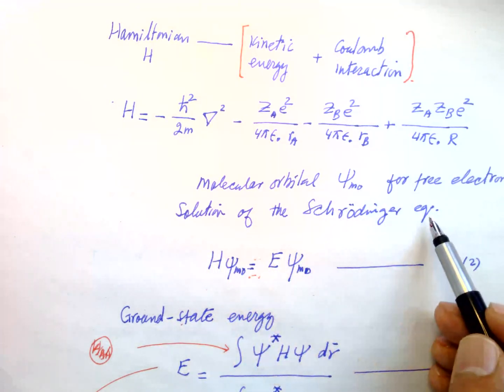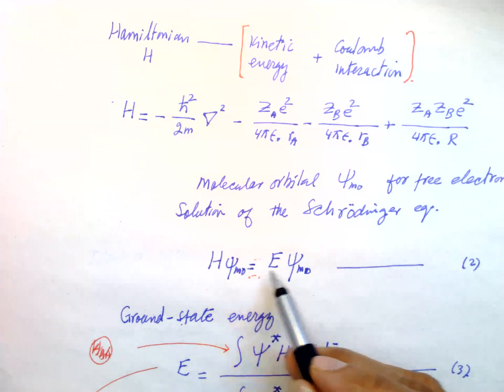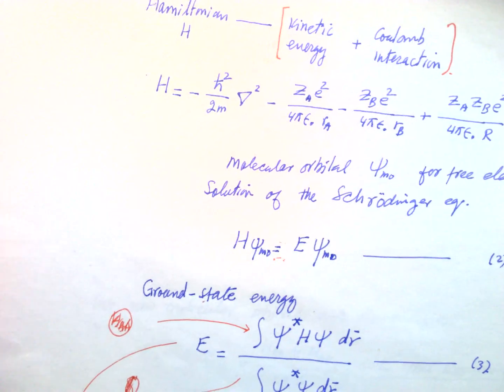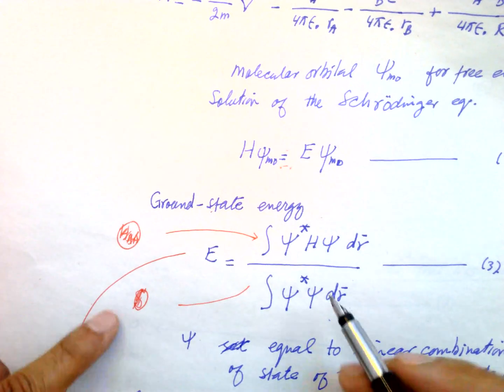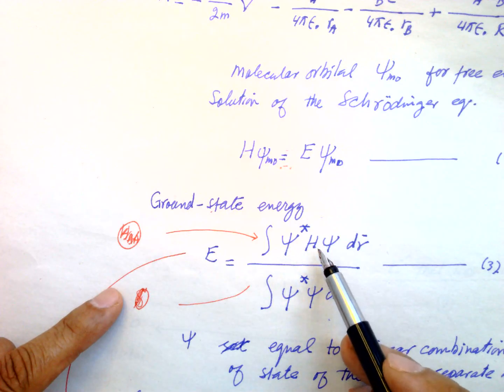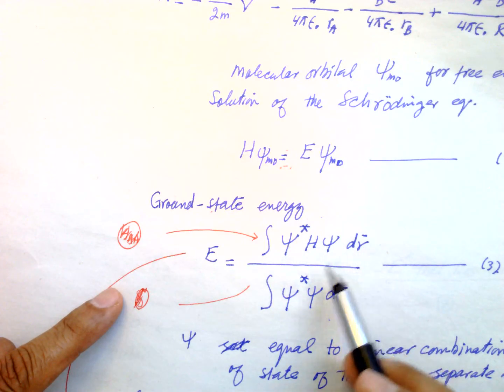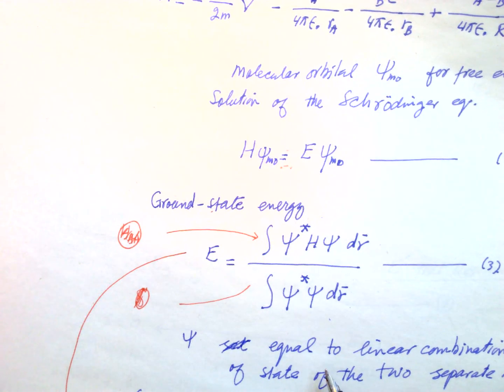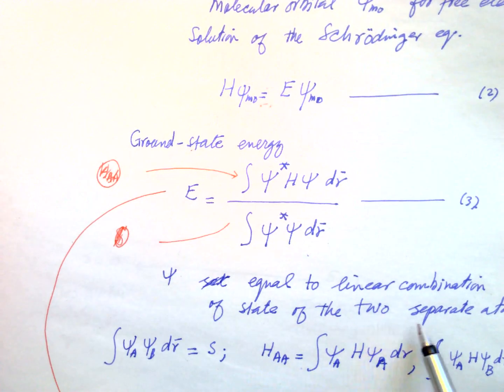The solution of the Schrodinger equation is H psi equals E times psi MO. The ground state energy we will find from this: the integral of psi star H psi dr over the integral of psi star psi dr. Psi is equal to a linear combination of states of two separate atoms, psi A and psi B.